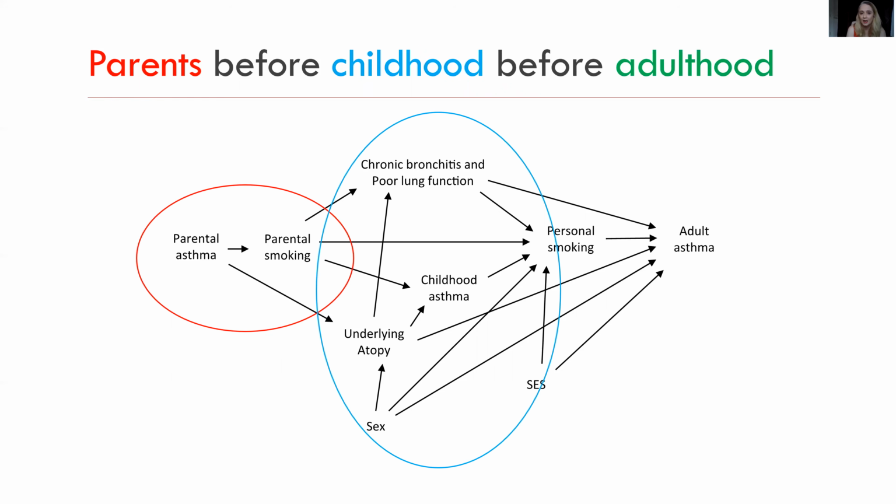So does this child have childhood asthma? Do they have underlying atopy? Do they have chronic bronchitis and poor lung function? We also can put other variables that are related to childhood, such as sex or SES, in the middle of this graph. And then finally, at the very right of the graph, we're going to put those downstream adult consequences, like does this person choose to smoke in their teen or adult years, and do they end up with asthma themselves as adults? So you can see how this fits the flow of time.